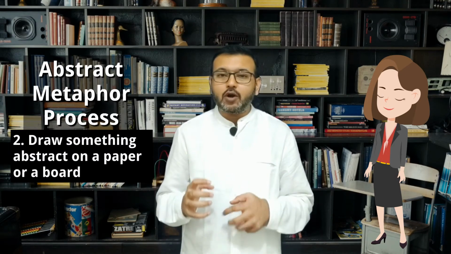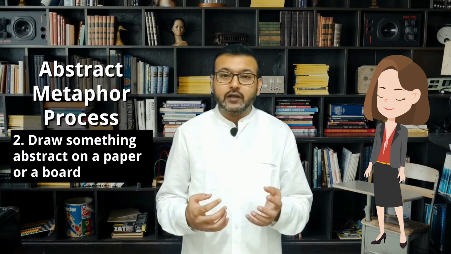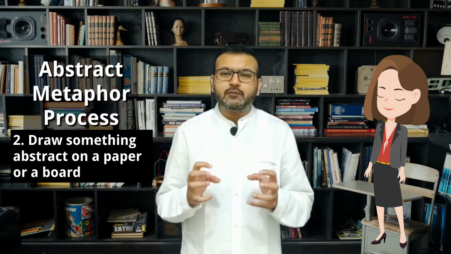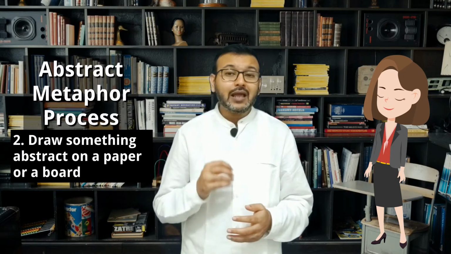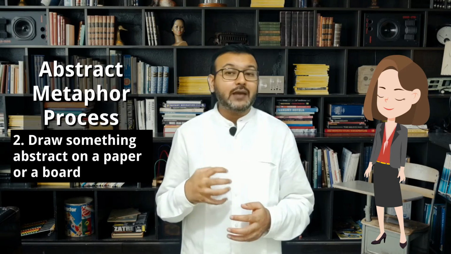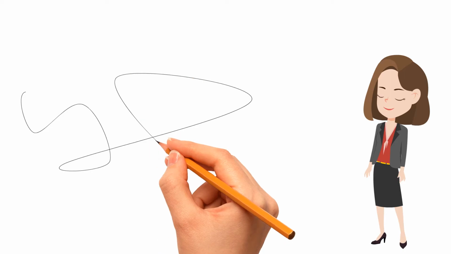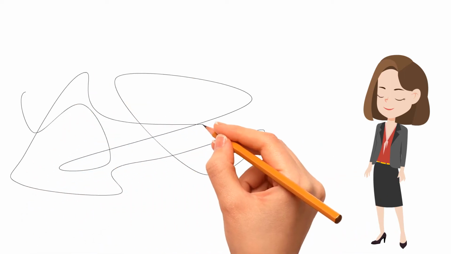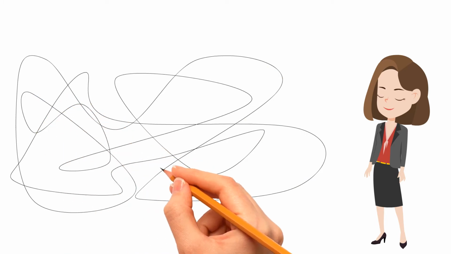Next step is, while the client is thinking with their eyes closed, draw something abstract on a paper or a board. If you are working via online video meeting software, share your screen and draw something on the whiteboard of the software you are using. Remember, the drawing needs to be abstract. So what I do is I randomly draw some lines or some curves on the screen in a way that some of the lines and curves overlap.